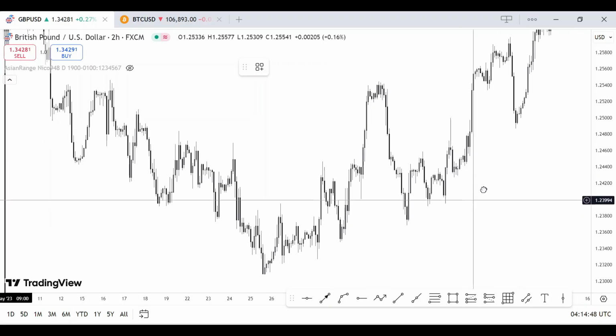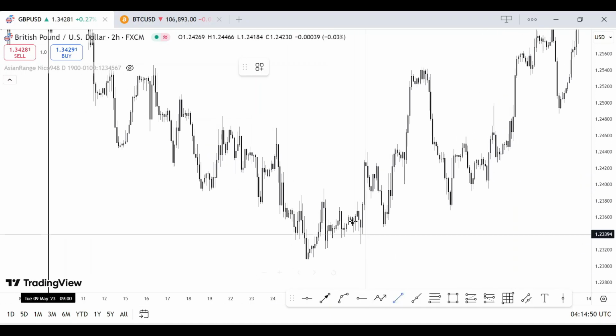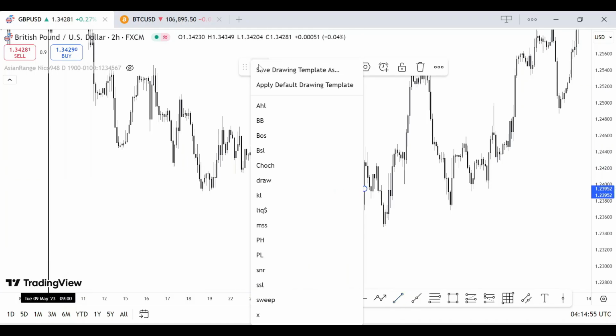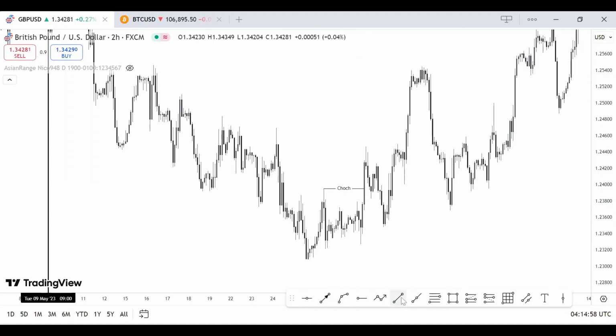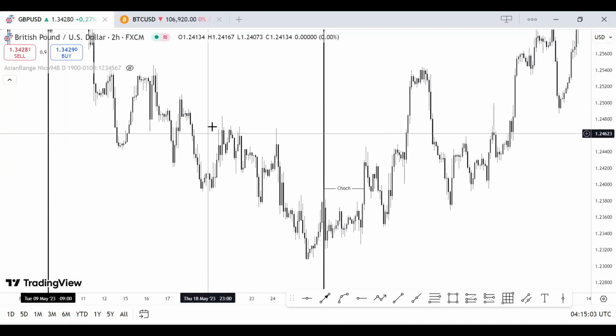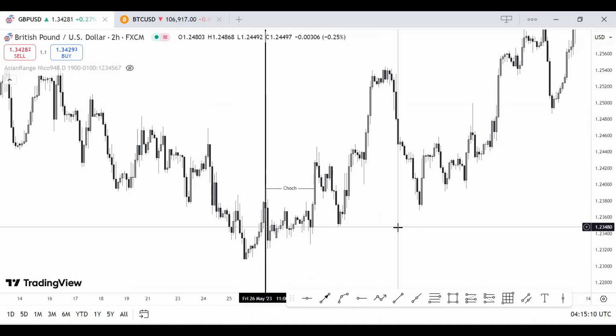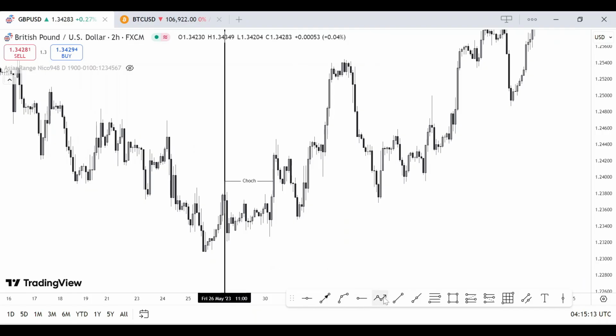And what can we see here again? A change of character. You can see from here, price reversed from a downtrend again to an uptrend. So you stop looking for sells, then you start looking for buys. How? You look for a break of structure to the upside. You can see price left this low here as liquidity.